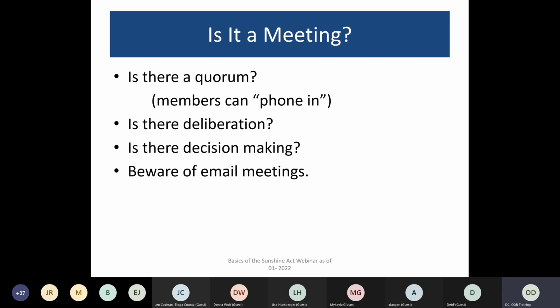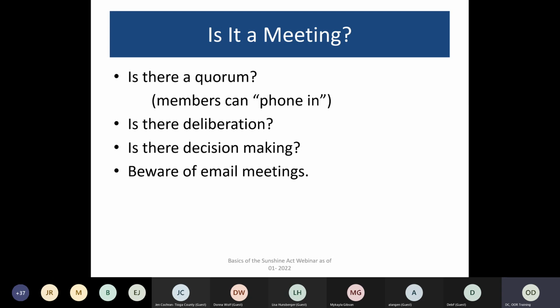Now, the next question we have to answer is, is there deliberation? And this is what I was getting at with the breakfast example. Are they talking about the business of the government entity, the jurisdiction? If all they're talking about is the weather and how things are going downtown or whatever, that's not government business, and they are allowed to gather and have those conversations. But if they are talking about business before the board, then that would be considered deliberation, and the gathering could possibly represent a violation of the act.